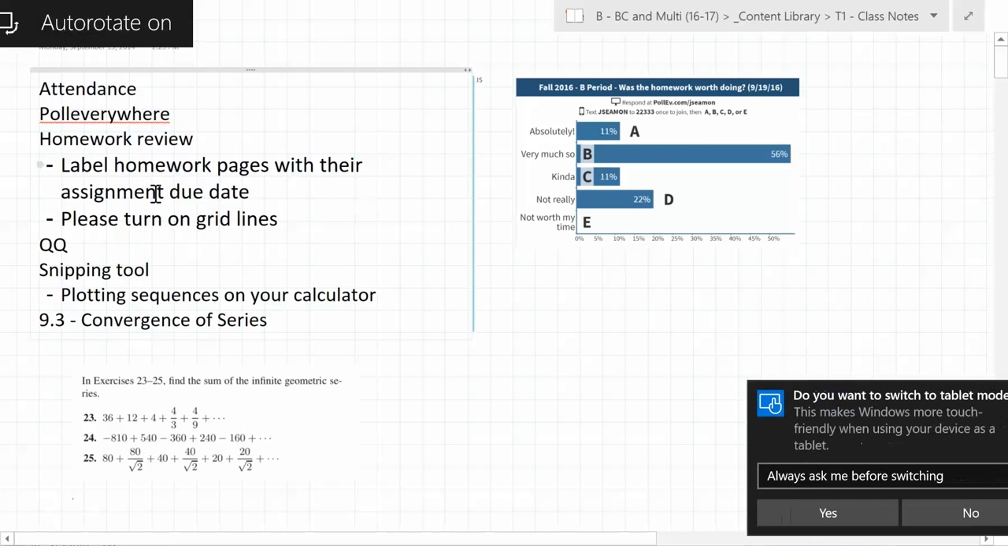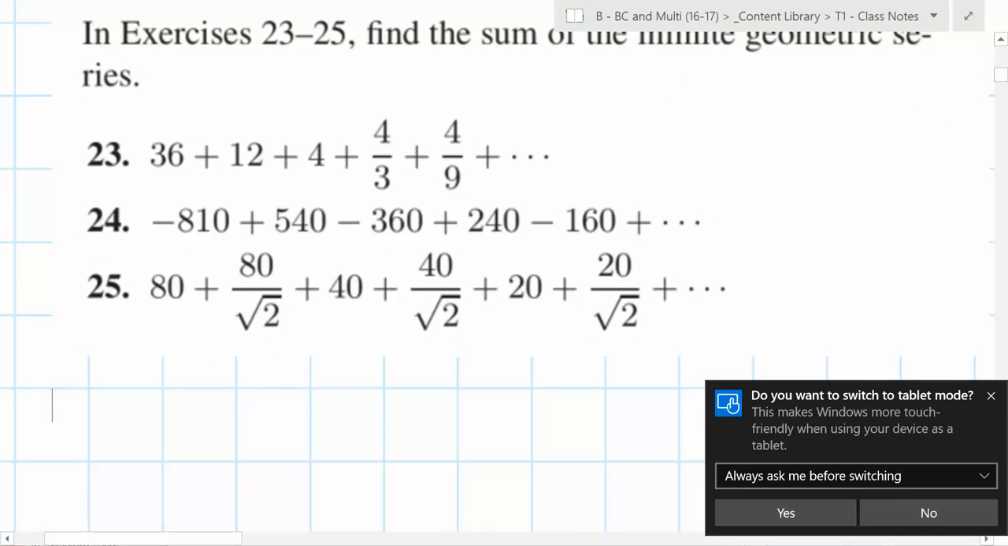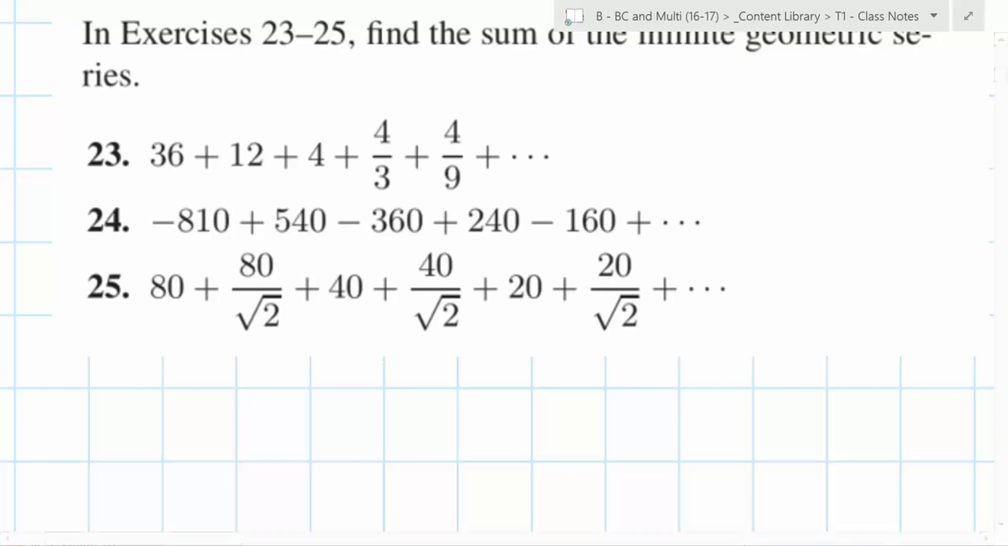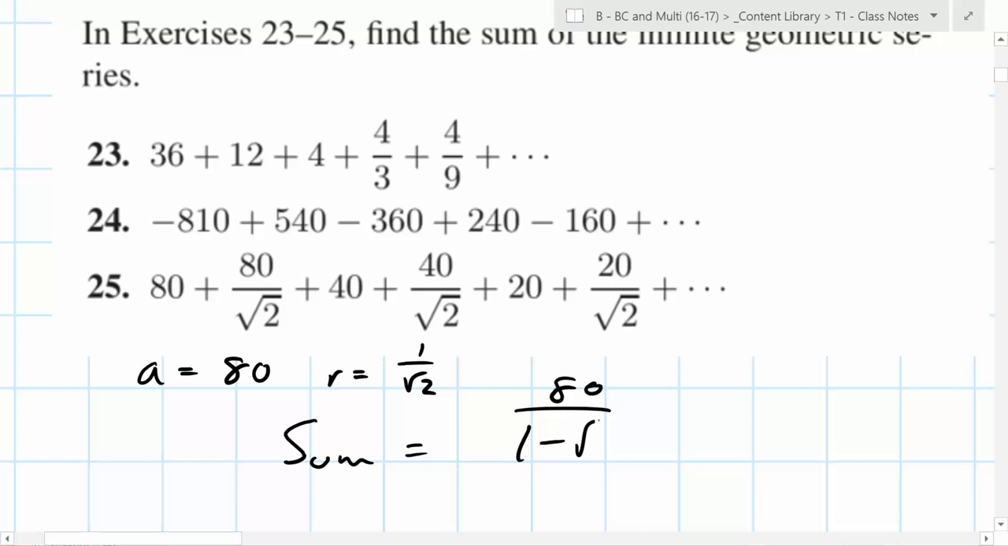So if you're finding the sum of an infinite geometric series, what do you need to find first? First term, yeah, A and R. So A in this is 80. What's R going to be? 1 over root 2. So the sum is just going to be 80 over what? 1 minus root 2. Is that correct? Mm-hmm. Now, what's the problem with that?